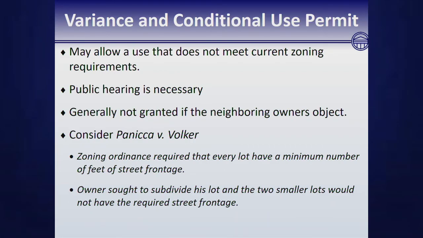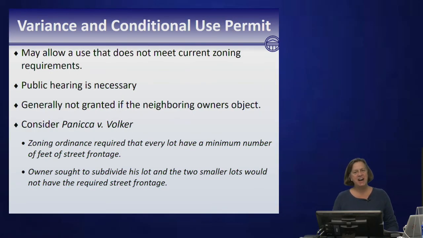So let's consider Panica versus Volker. So the local zoning ordinance required that every lot have a minimum number of feet of street frontage. The owner of a lot that satisfied the requirement sought to subdivide his lot. Now the question is, he'd like to subdivide it into two smaller lots because two smaller lots would be worth far more than one single lot. So the question is, should this variance be granted? And the answer, should the variance be granted in this case, is absolutely not.